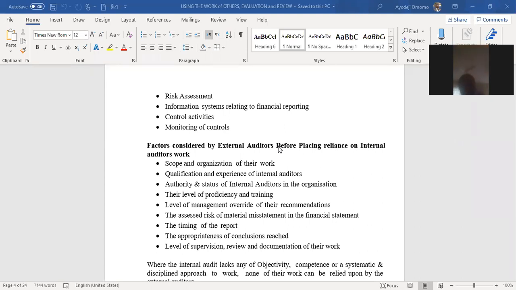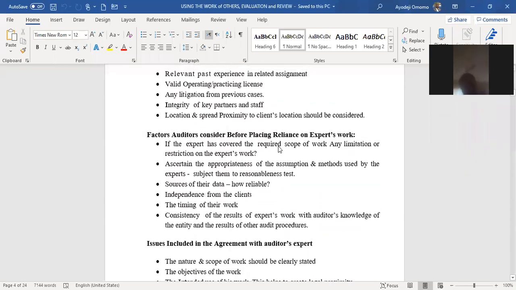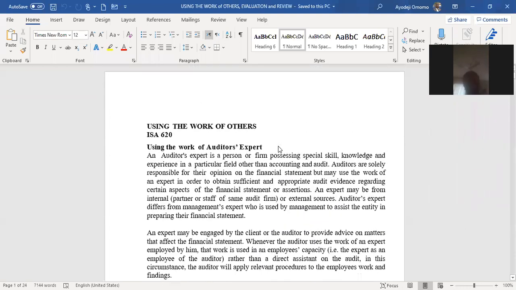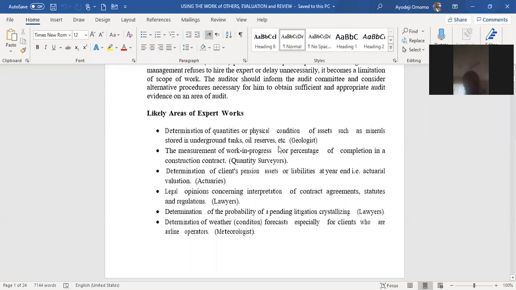under the ground. So we mentioned a lot of things. So that note is quite straightforward. I would not want us to go too deep in it. But areas we said you likely use an auditor's expert is in determining the physical condition of assets like minerals underground, oil reserves, precious stones.